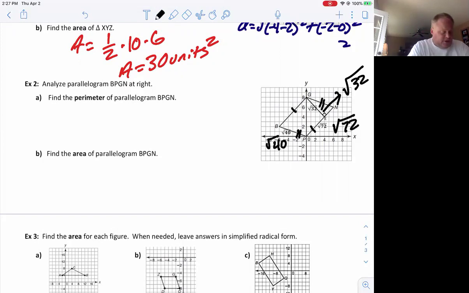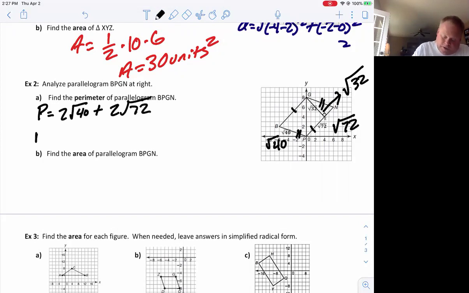All right, so if I want to find the perimeter of this, perimeter is going to be adding up all the sides. And I know that GN and BP are the same. So I know that 2 times the square root of 40 must be added to 2 times the square root of 72. Now, right now, I want you to just be doing the nearest decimal. I don't want anything other than nearest decimal for right now.